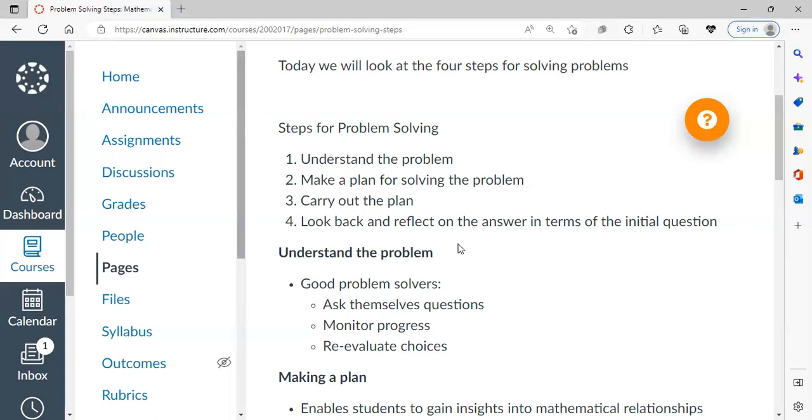As good problem solvers, we also re-evaluate our choices. So if we made a choice to use a particular plan, and when we use that plan it's not working, we will choose other plans, because we will see that this choice that we made before was not the best option, all right?